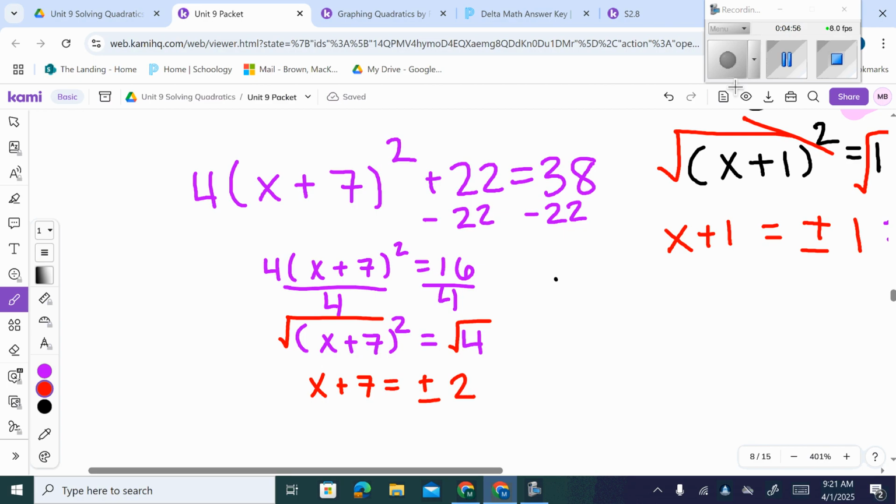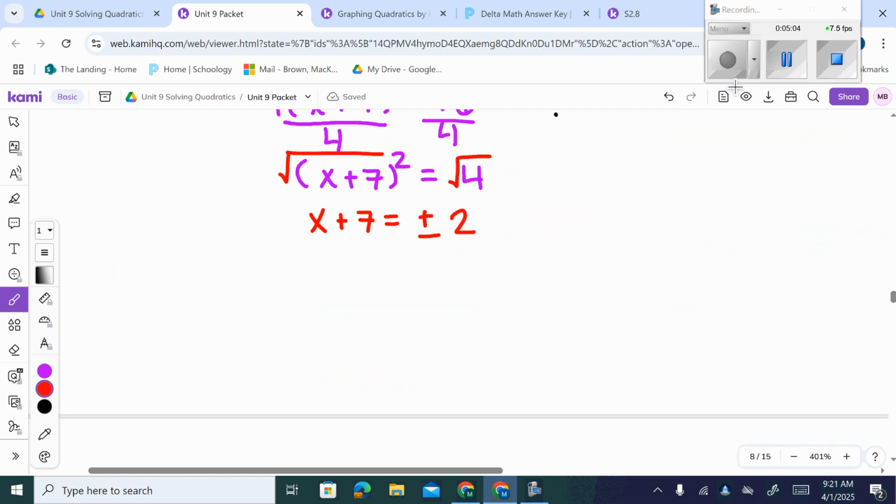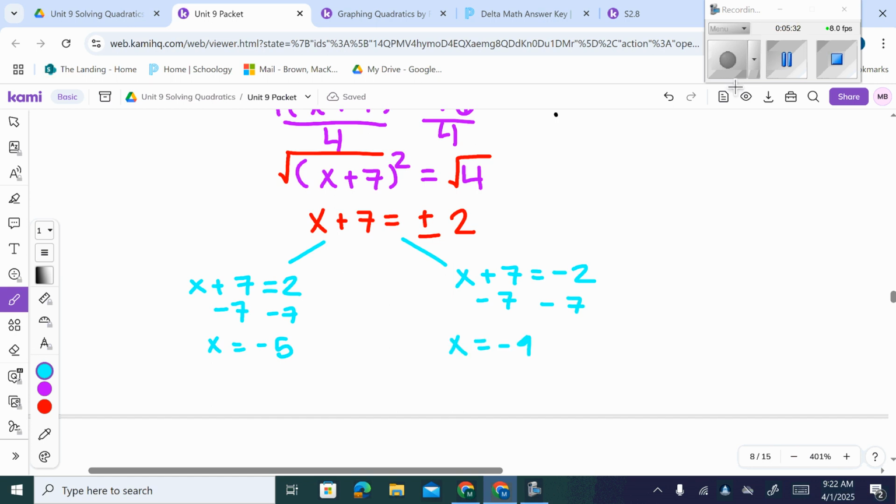Are we okay with everything we've done so far? Okay? Yeah, we are. But are we done? Is this x by itself? No. So we're going to split this into x plus 7 equals positive 2, and x plus 7 equals negative 2. How do you get that x by itself? Subtract. x equals negative 5. How do you move this 7? Subtract it. And then there'll be x equals negative 9. There you go.